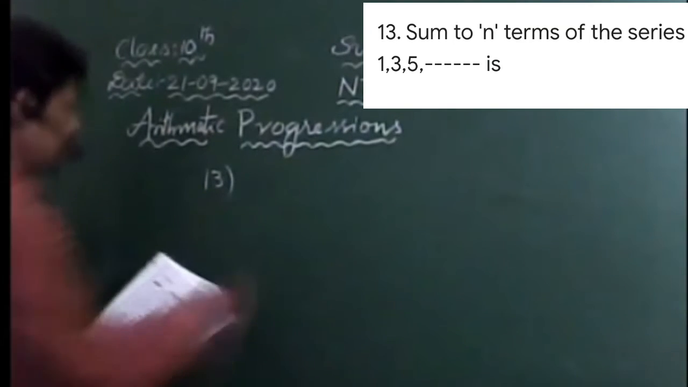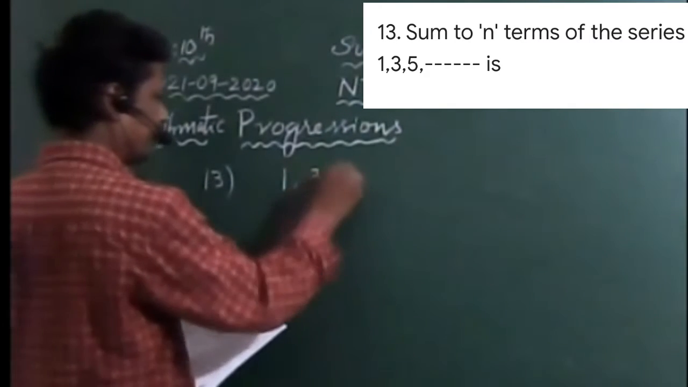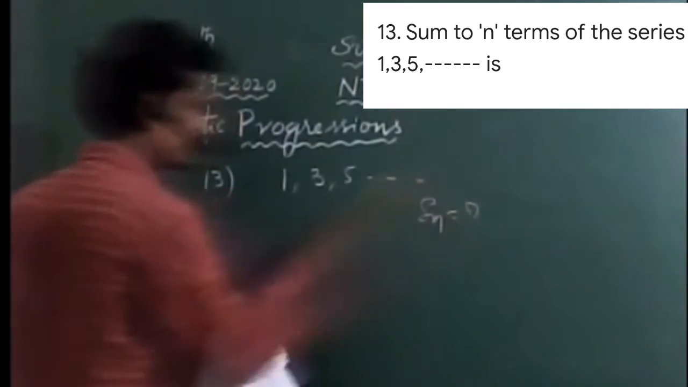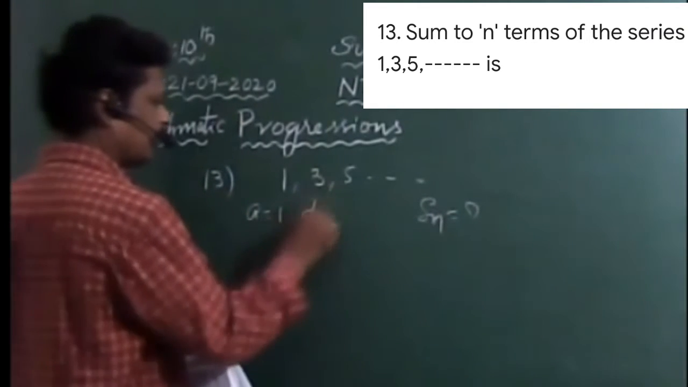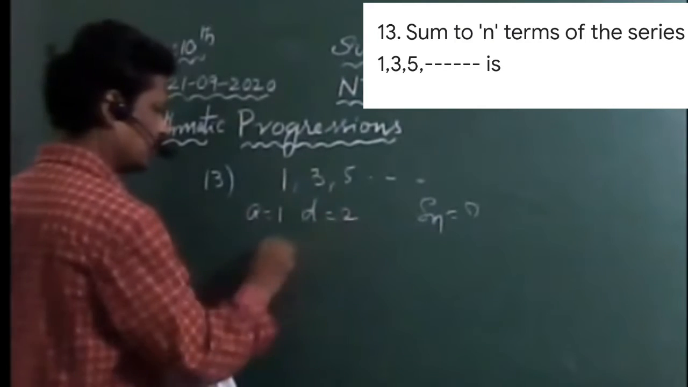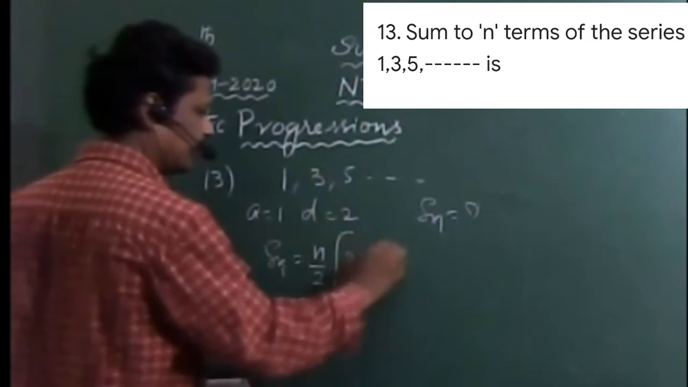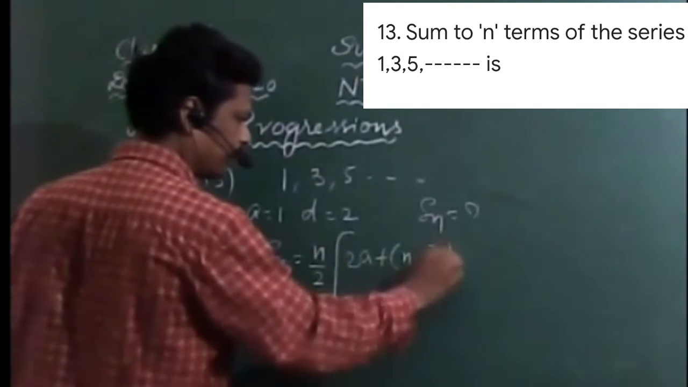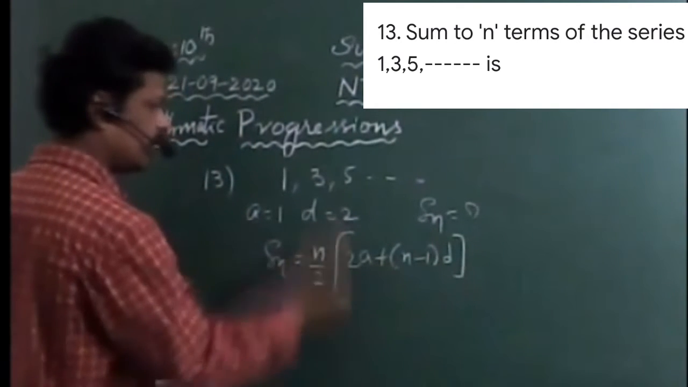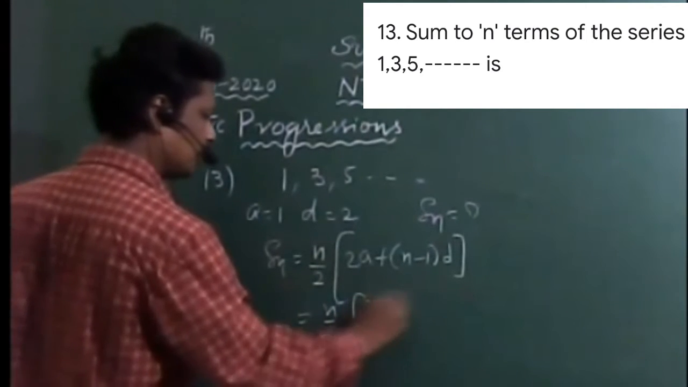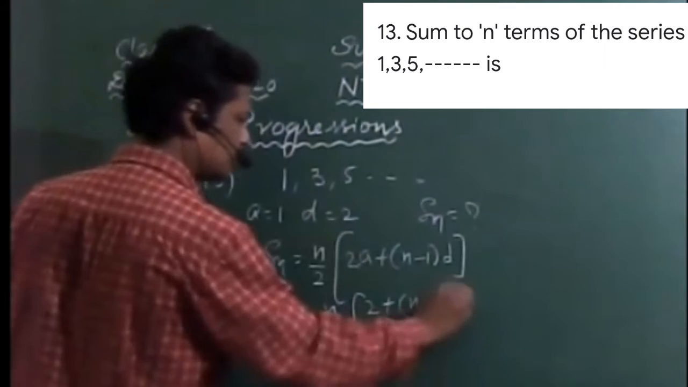Sum of n terms they're asking, 1, 3, 5 they give. Sn they're asking. So what is the A value? 1. Common difference is 3 minus 1, 2. For Sn we have a formula: n by 2 into 2a plus n minus 1 into d. N value is already n only. n by 2 into 2a, 2 into 1, 2, plus n minus 1 into d, which is 2. Simplify, you'll get the answer.